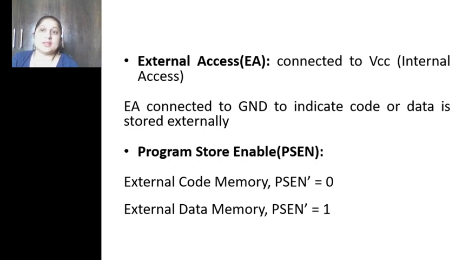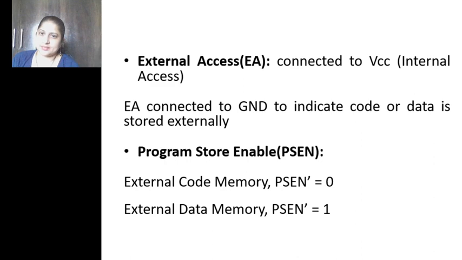The external access pin, EA pin, is connected to VCC for internal access. When we use this pin connected to ground, it indicates code or data is stored externally. That means for internal access of the memory, the EA pin is connected to VCC, and for external access, EA is connected to ground.